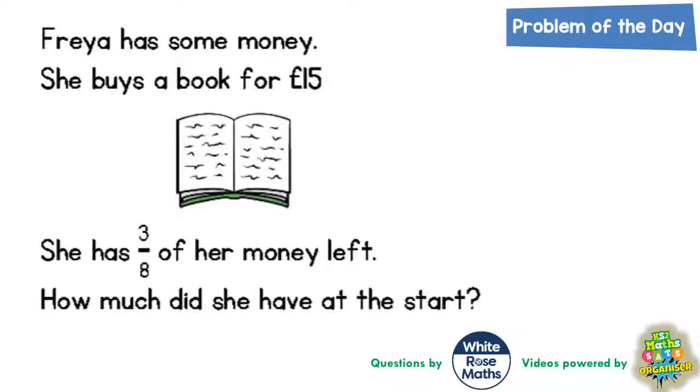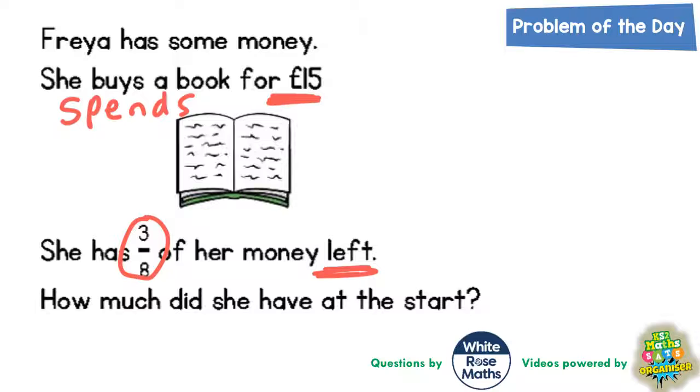And this one is all about Freya's book. Freya's got some money. She buys a book for £15. In other words, she spends £15. And she has 3/8 of her money left. How much did she have at the start?